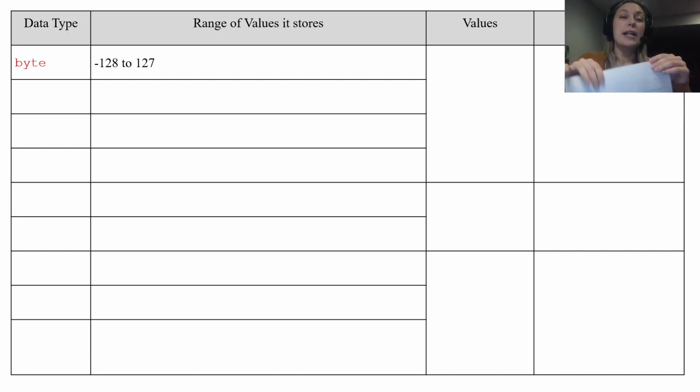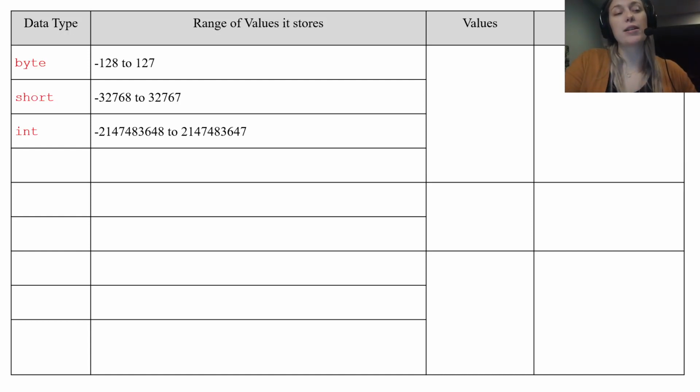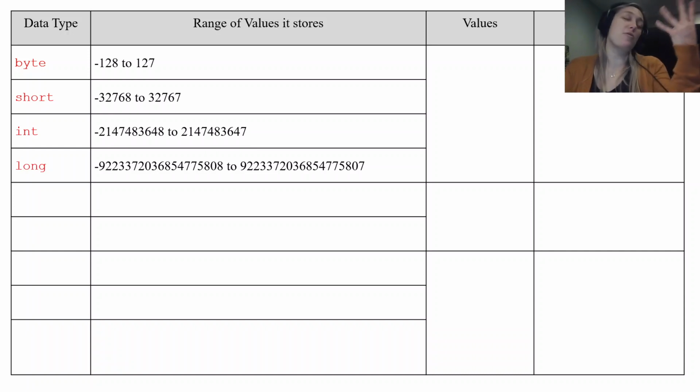The first ones are byte, short, int, and long. Those are the first 4 that we're going to talk about. Notice how all of those are lowercase. Now the range of values it stores is how big of a space in memory it can hold. So you see byte from -128 to +127. Those are the range of values it stores.